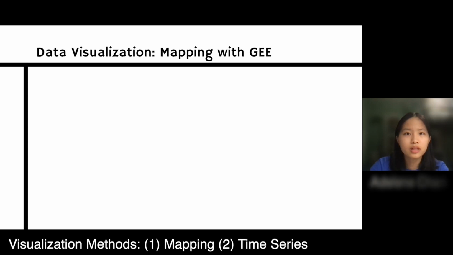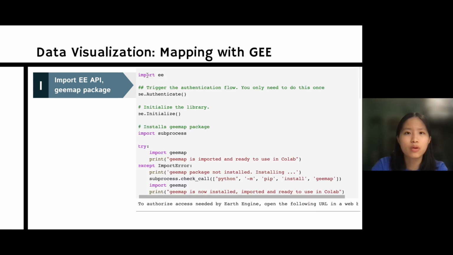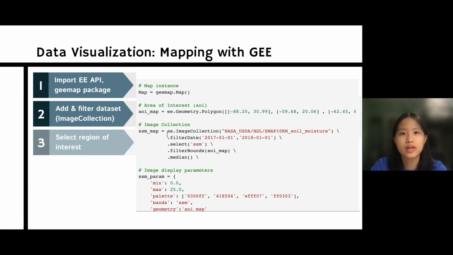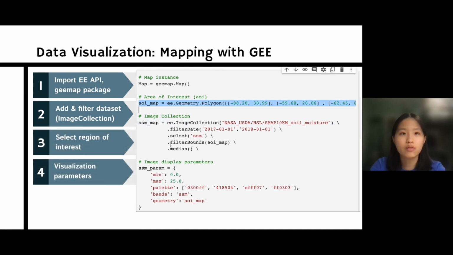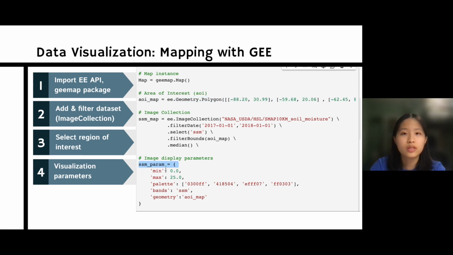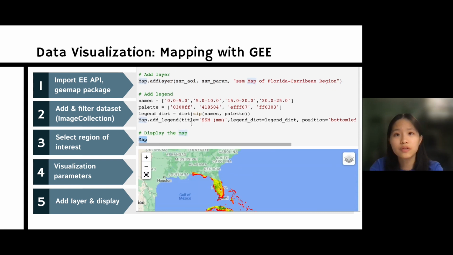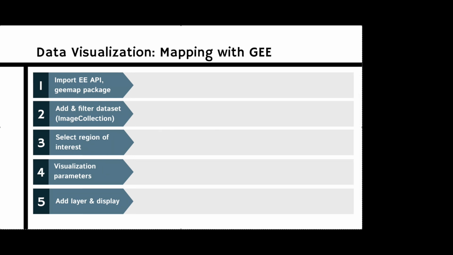Our primary methods of data visualization were through creating maps and time series. So in order to map our data set, we would first import the Earth Engine API and geemap package. Then we would add and filter our data set by date, band, and more. Thirdly, we would select our area of interest, and then we would select the visualization parameters based on the band. Finally, we would add the map layer and display the map. Some additional features we could use were legends, multiple map layers, and clipping. And we'll talk about that in time series later on.